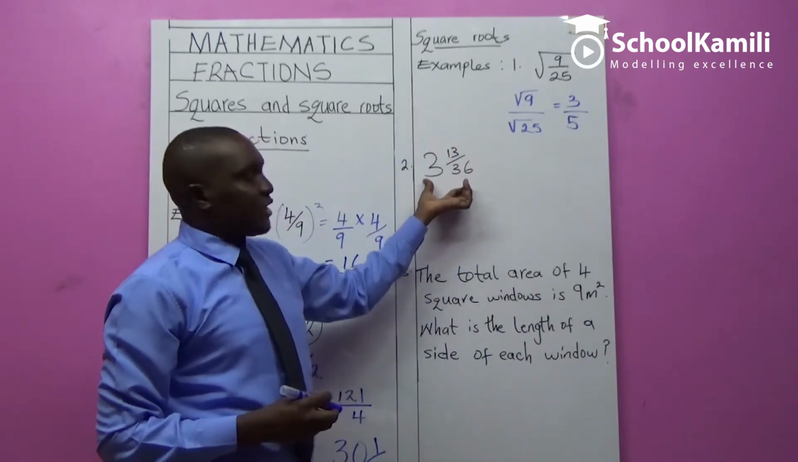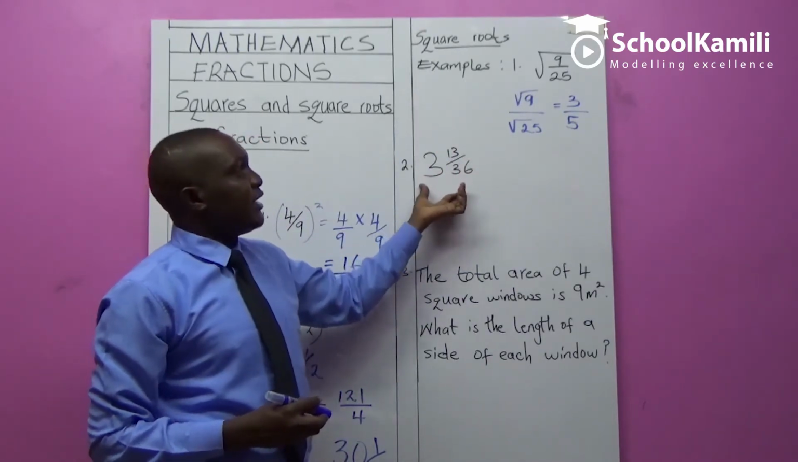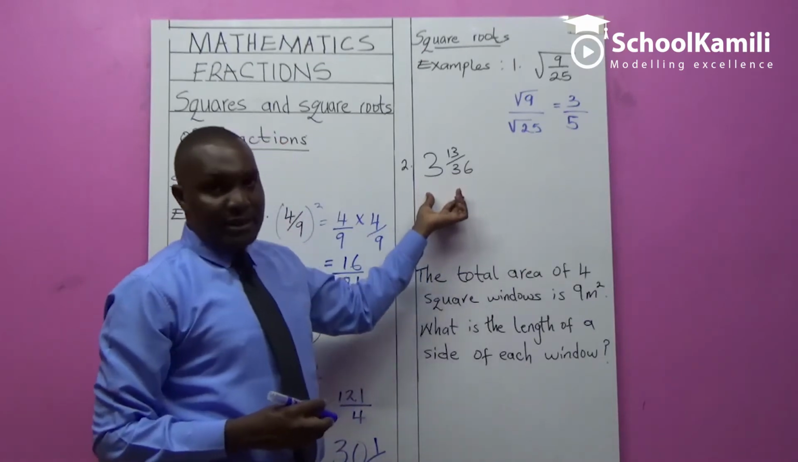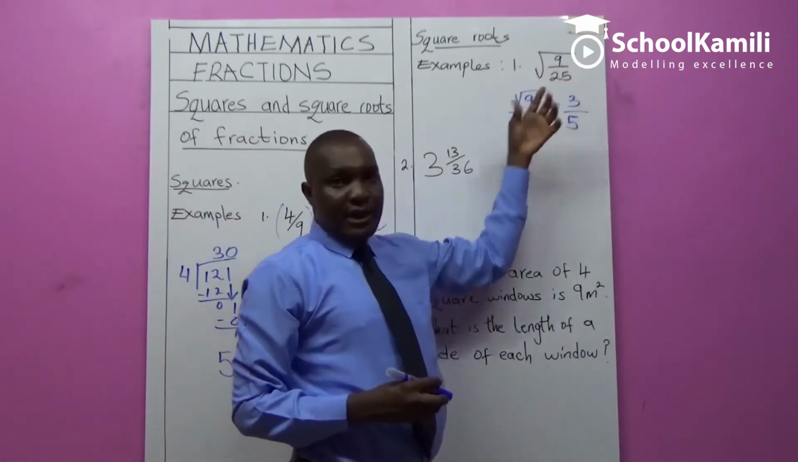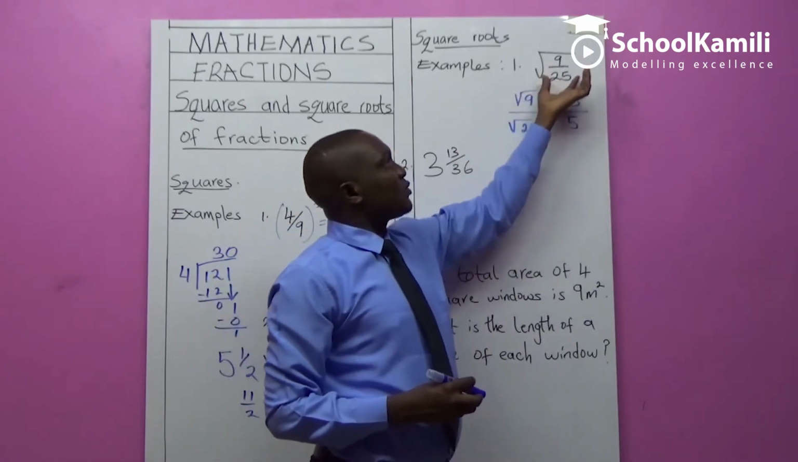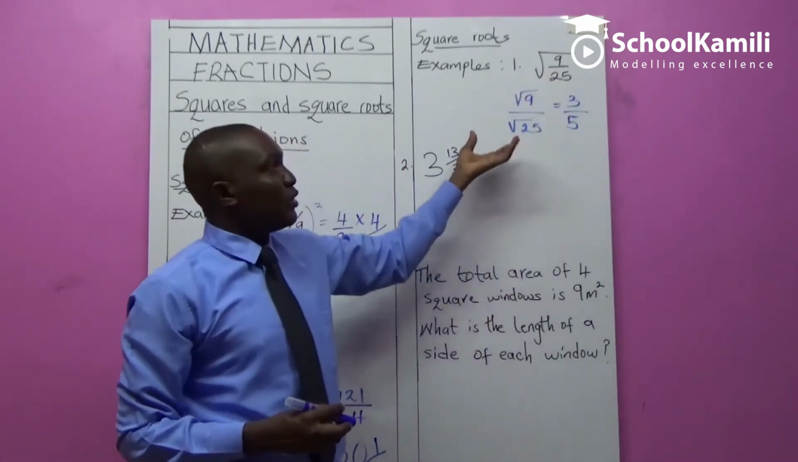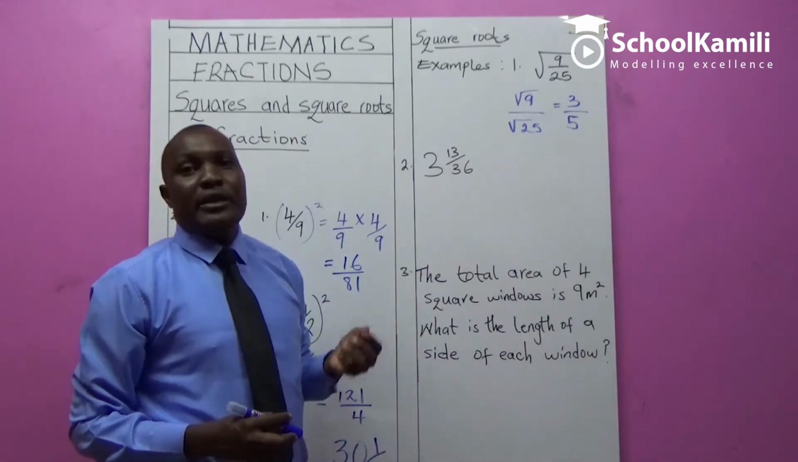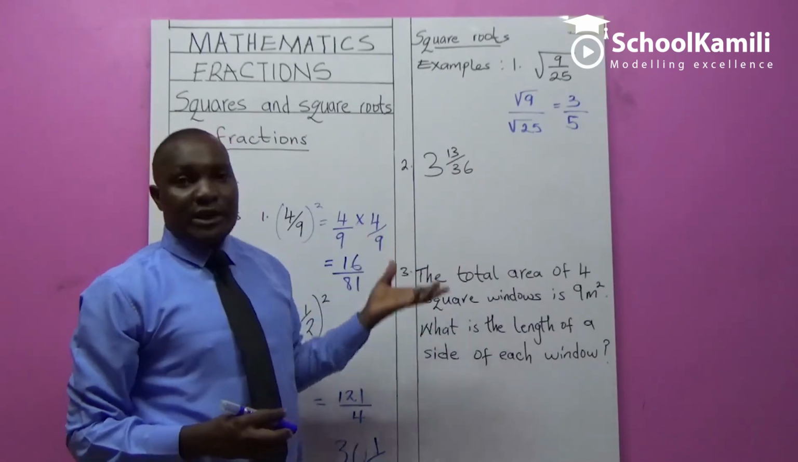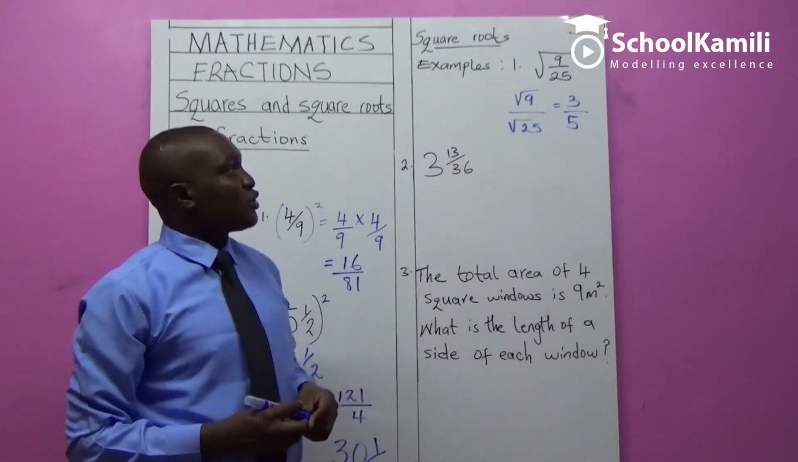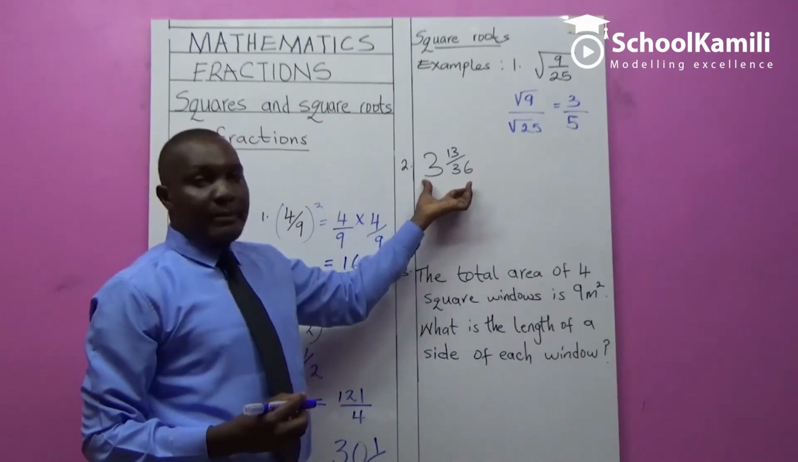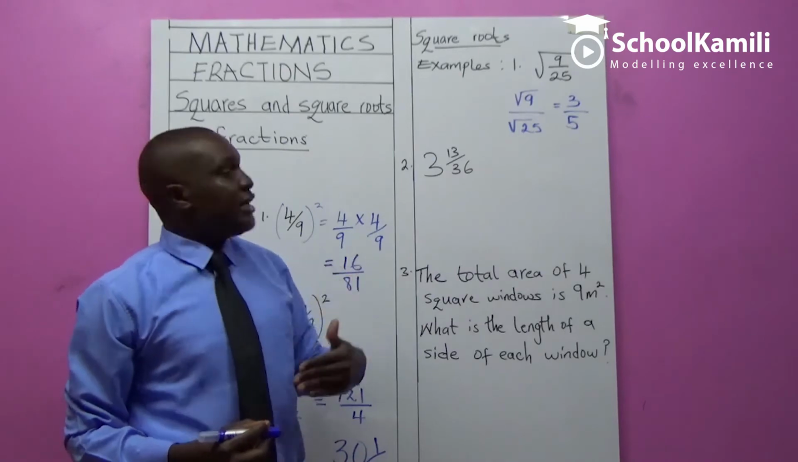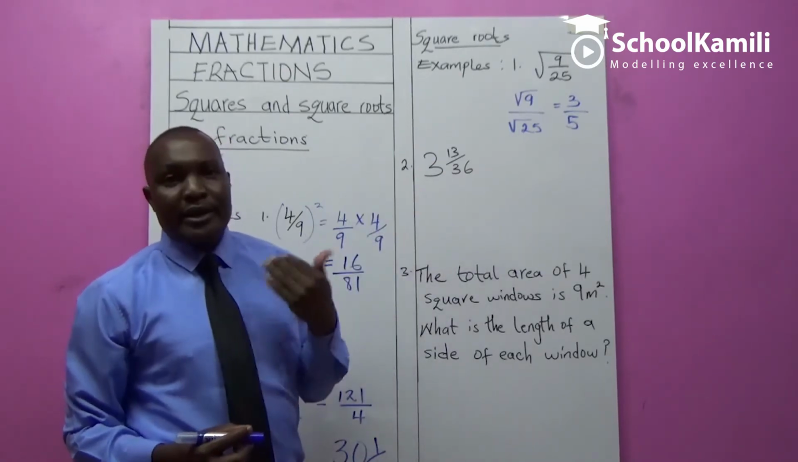But now, given a mixed fraction like this, how do you get the square root of such numbers? Remember, we had said that if you have small numbers, these are the exact squares that we know. We know the squares of those small numbers. But if you have bigger numbers, then you will have to use the factor tree. Use prime factorization to get the square root. Given a mixed number, first thing, change the mixed number into an improper fraction.